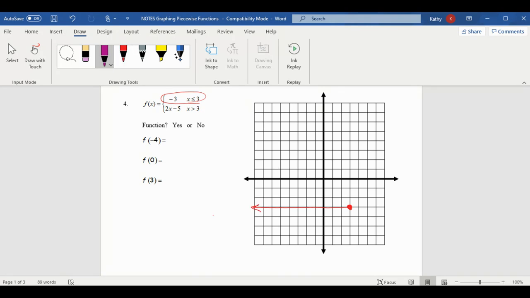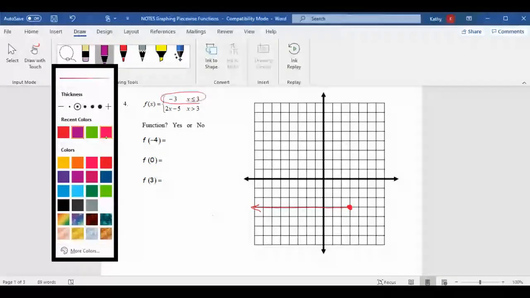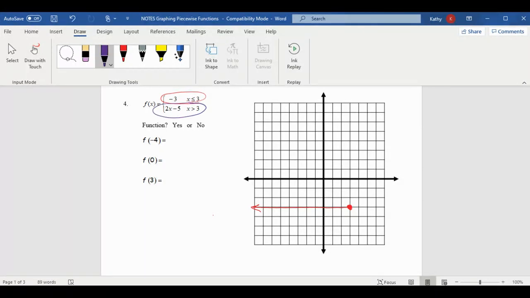For our second function, red. Let's go with purple. Our 2x minus 5. Let's plug in 3. What do we get? 2 times 3 minus 5 is a value of 1. So at 3, we have an open circle here at 1. Our slope is 2, so we can go up 2 over 1, up 2 over 1, and create the rest of that line.